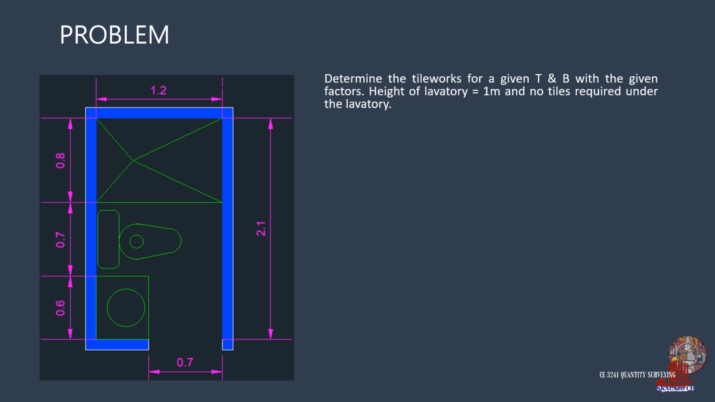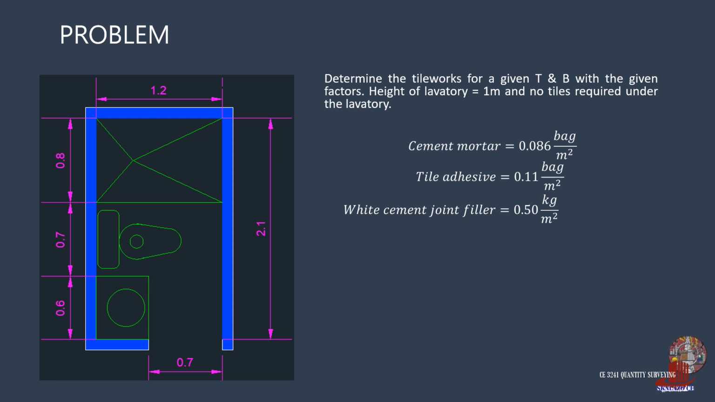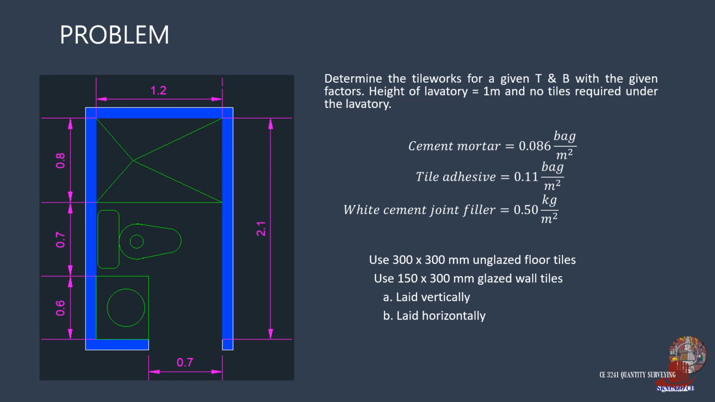The factors for the accessories are the cement mortar of 0.086 bag per square meter. The tile adhesive factor is 0.11 bag per square meter, and the white cement joint filler takes 0.5 kilogram per area. The tiles to be used are 300 by 300 mm unglazed tiles for the floor. The walls use 150 by 300 mm glazed tiles laid vertically compared to the same laid horizontally.